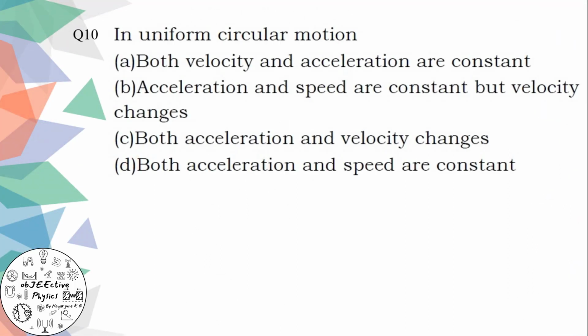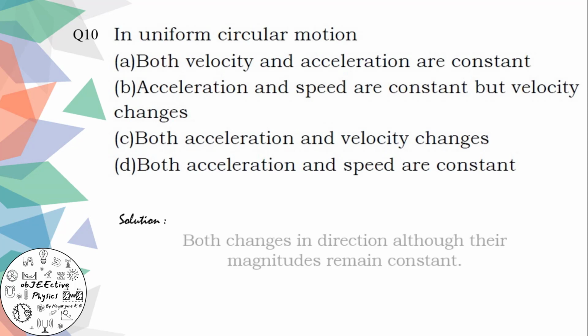Question number 10. In a uniform circular motion, both velocity and acceleration change in direction although their magnitude remains constant. So both the quantities, acceleration as well as velocity, are mentioned in the options. As per the hint here in the solution, option C is the right answer. Both acceleration and velocity change.